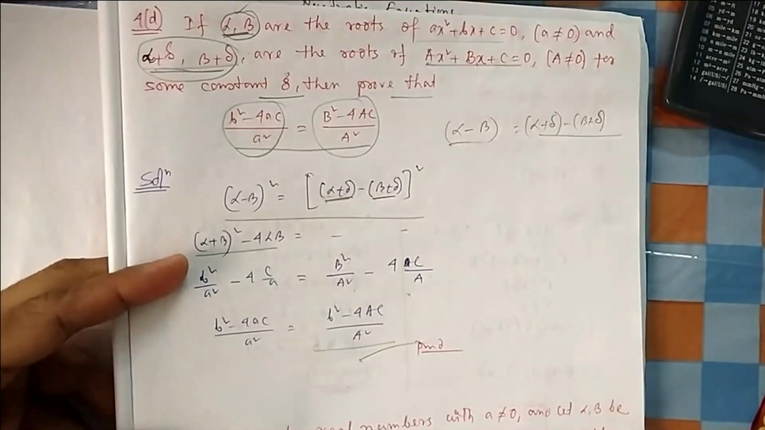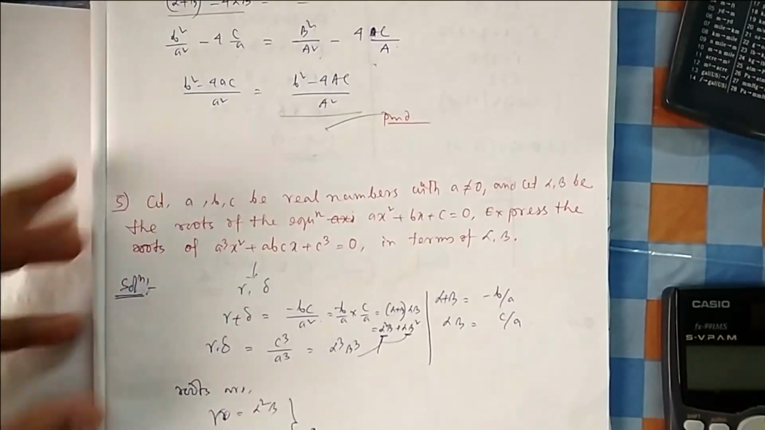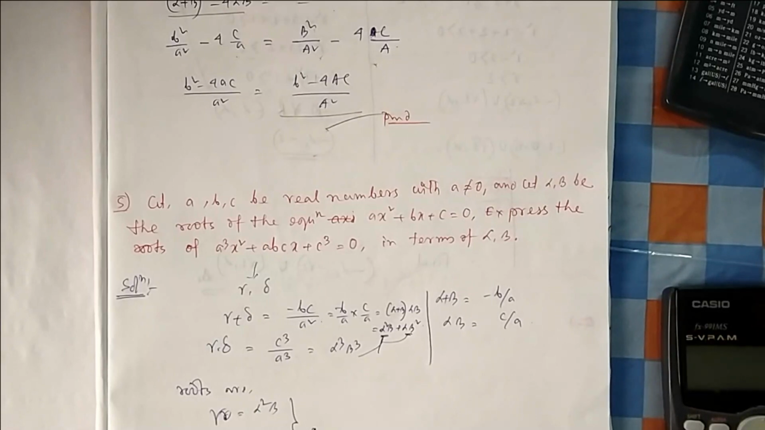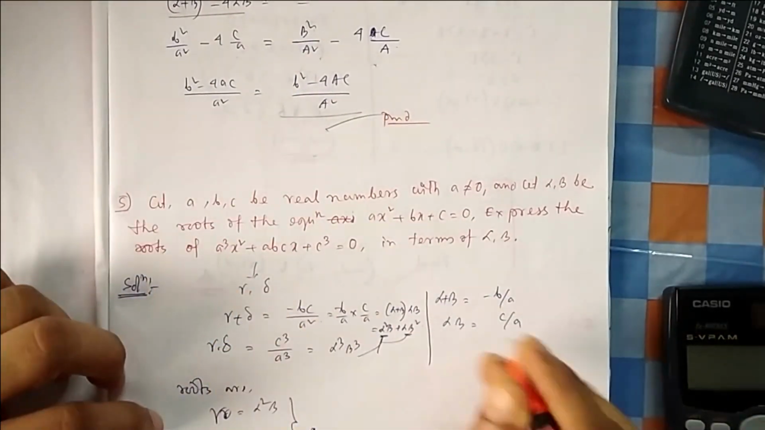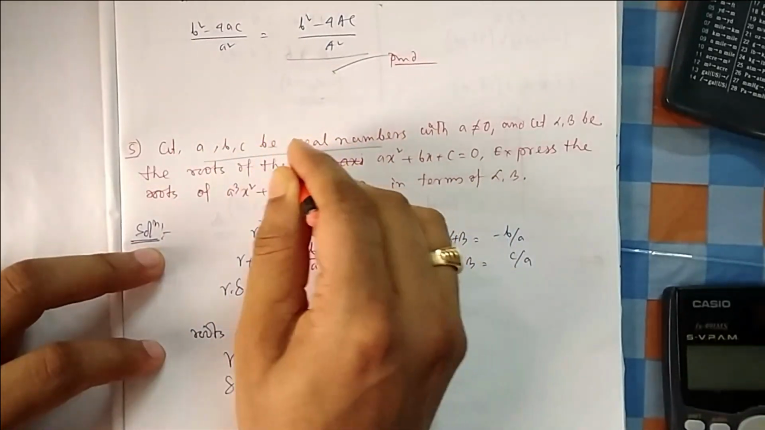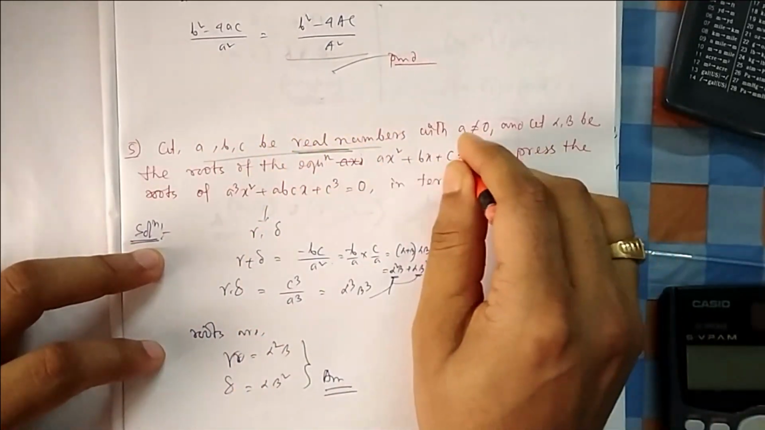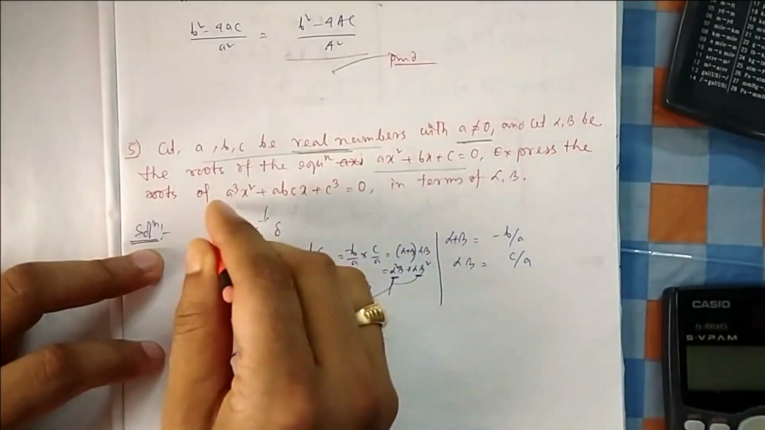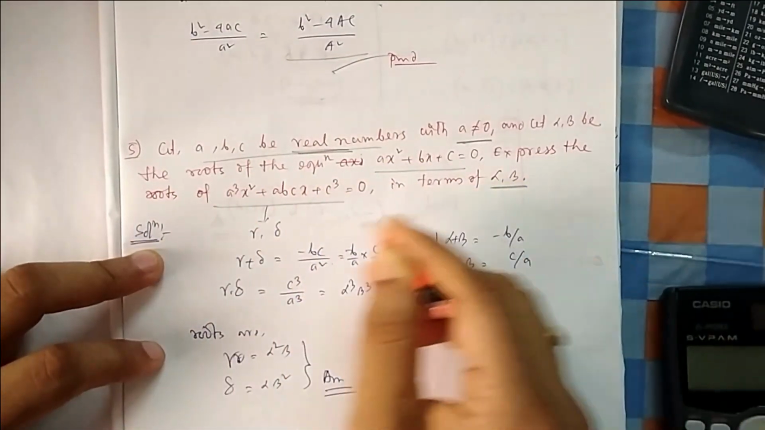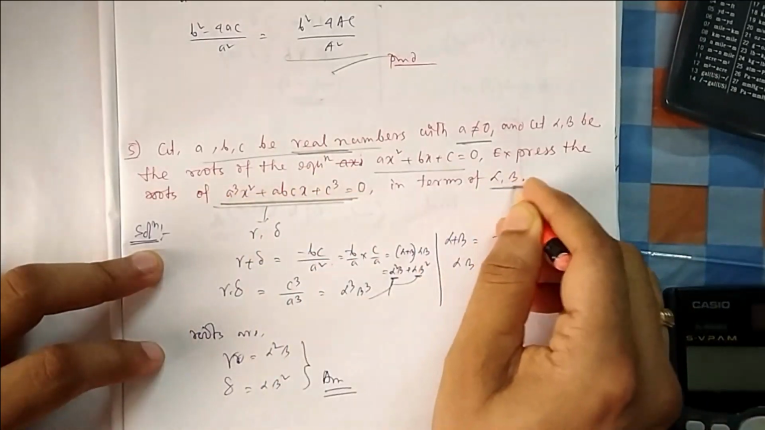Even if it is proved, you have to do all these questions from previous years' IIT entrances. At that time it was subjective type, but these concepts are very helpful for objective questions. a, b, c are real numbers. Be careful about these words: real numbers with a not equal to 0. Let alpha and beta be the roots of the equation. You need to express the roots of this in terms of alpha and beta.